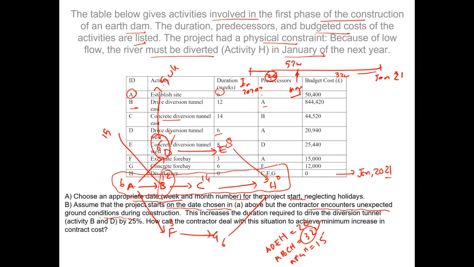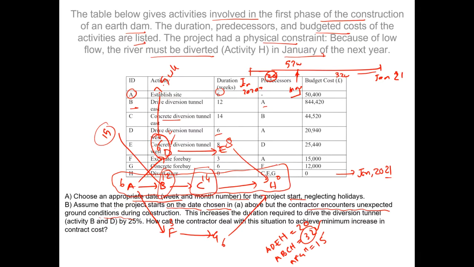However, the problem with activity B is that B was lying on the critical path, and a delay of activity B by 3 weeks means that we are left with no other option but to somehow cover up that time from the subsequent activities. Otherwise this 25% increase in duration will delay the start of activity C, which will mean that we will not be able to divert the river at the beginning of January. Perhaps it would be the third week of January.